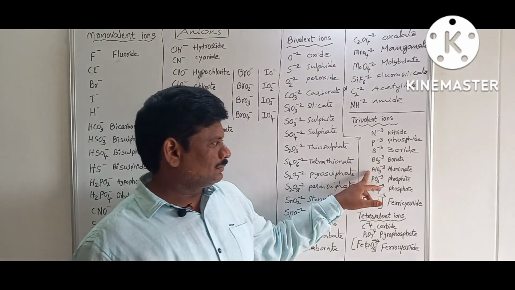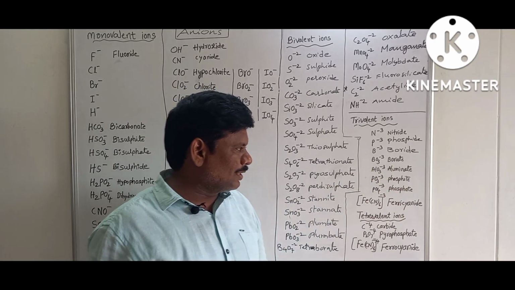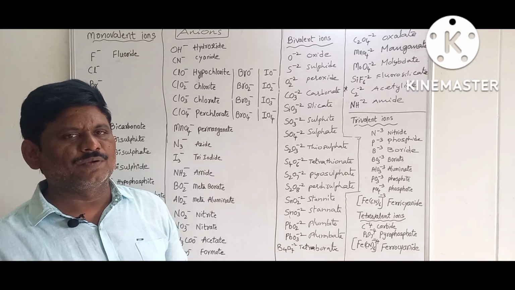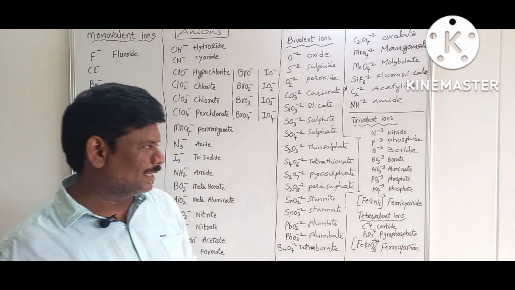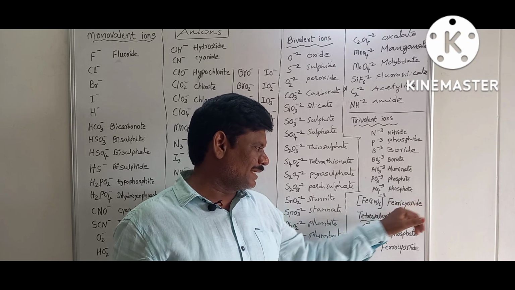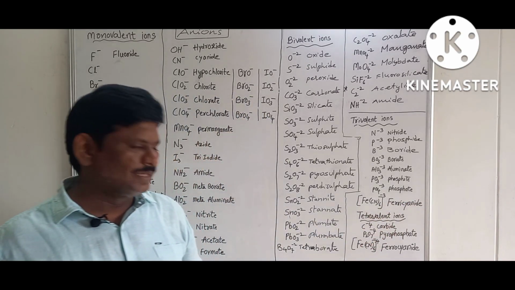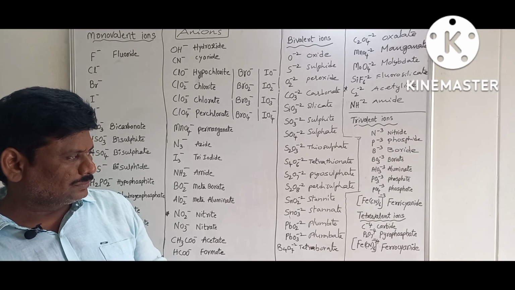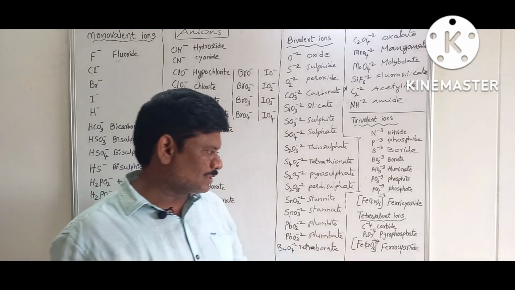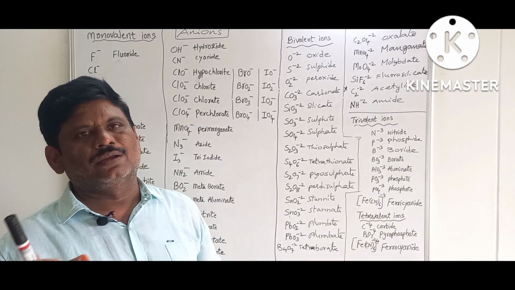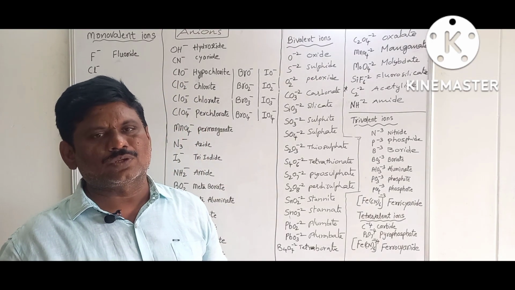Next one, AlO3 minus 3, aluminate. PO3 minus 3, phosphite ion. PO4 minus 3, phosphate ion. Next one, Fe(CN)6 minus 3, ferricyanide ion. Next one, tetravalent ions, C minus 4, carbide ion. P2O7 minus 4, pyrophosphate. Fe(CN)6 minus 4, ferrocyanide ion.